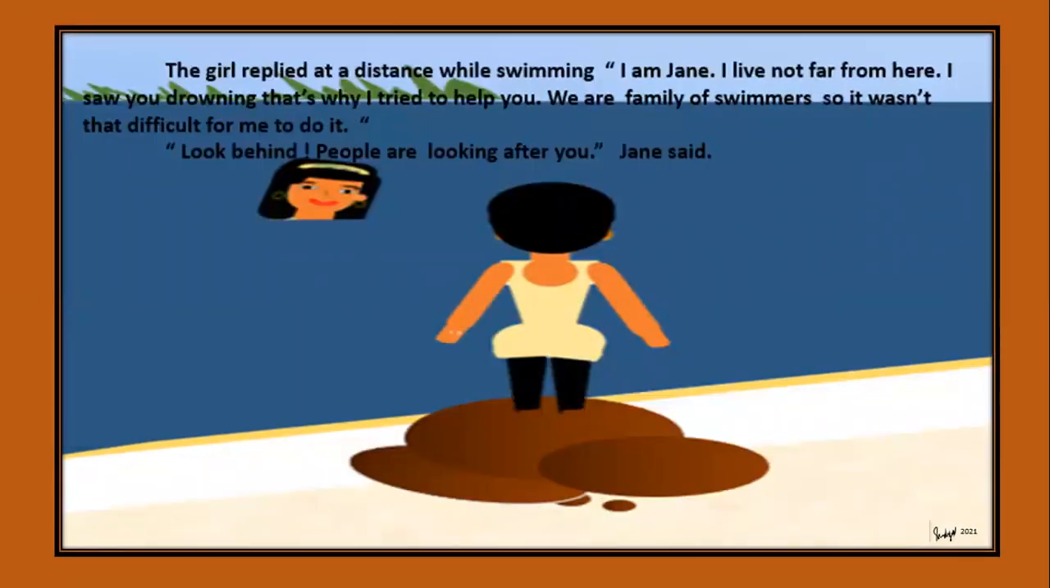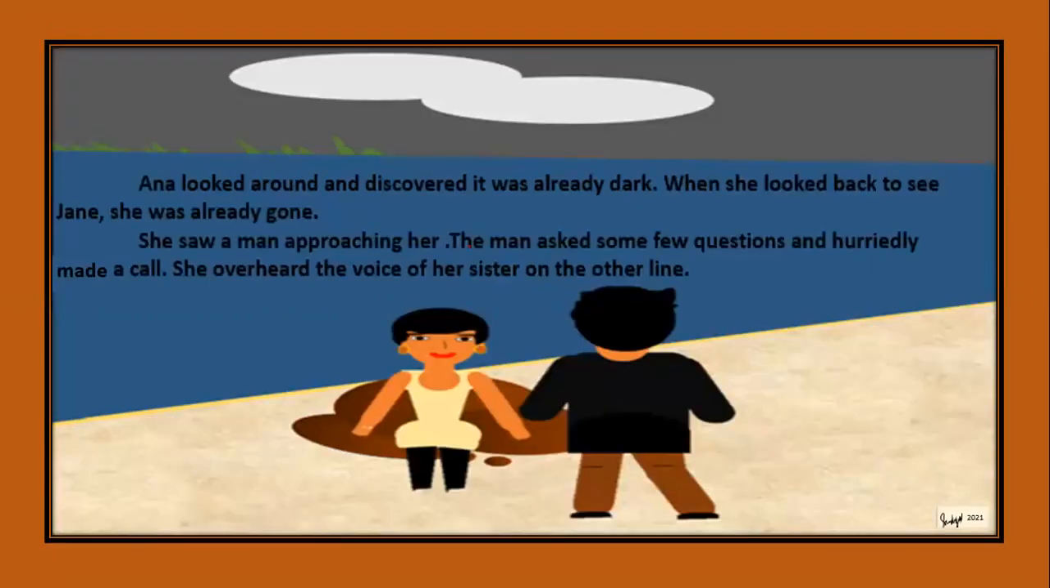The girl replied at a distance while swimming, "I am Jane. I live far from here. I saw you drowning, that's why I tried to help you. We're a family of swimmers, so it wasn't that difficult for me to do it. Look behind. People are looking after you," Jane said. Anna looked around and discovered it was already dark. When she looked back to see Jane, she was already gone.